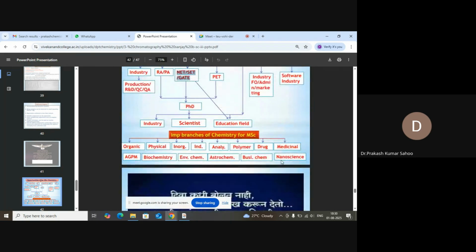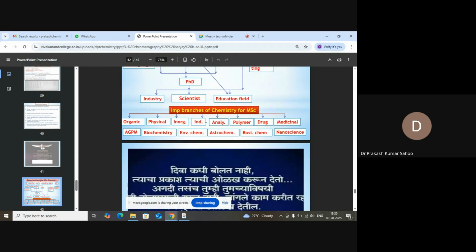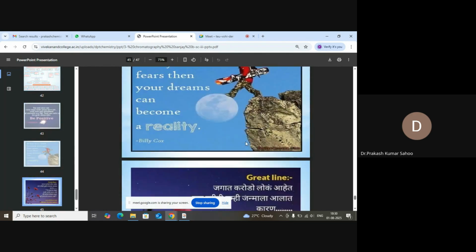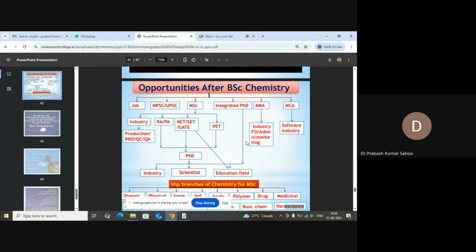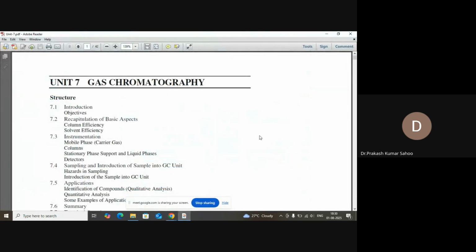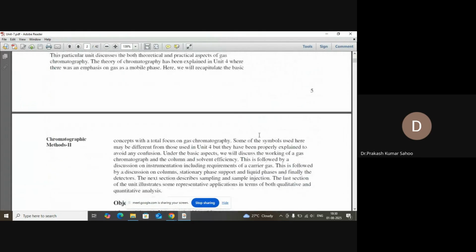I won't go into the MBA and MCA part. Important branches of chemistry for MSc students: organic, physical, inorganic, industrial, analytical, polymer, drug, medicine, then agriculture and paramedical, biomedical, biochemistry, environmental chemistry, astrochemistry, business chemistry, or nanoscience. So these are the basic career perspectives for BSc chemistry or PG chemistry. So this is all about gas chromatography.